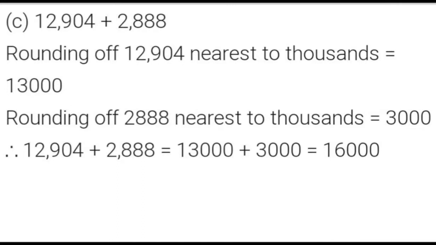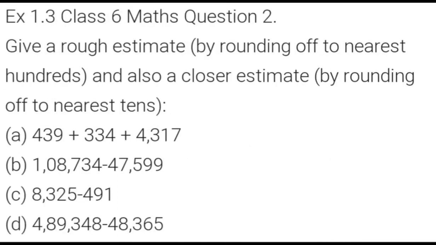Now the next question is number 2 of your exercise 1.3. Give a rough estimate by rounding off to the nearest 100 and also a closer estimate by rounding off to the nearest tens. Students, this means you are going to do each sum 2 times. One time we will be rounding off to the nearest hundreds, and the second time we will be rounding off to the nearest tens. Okay students, so let us move.